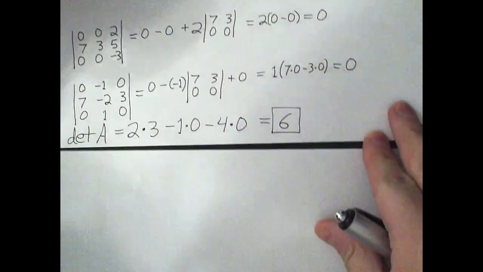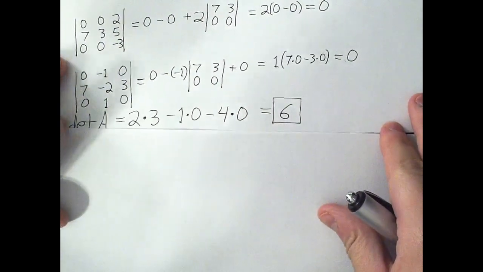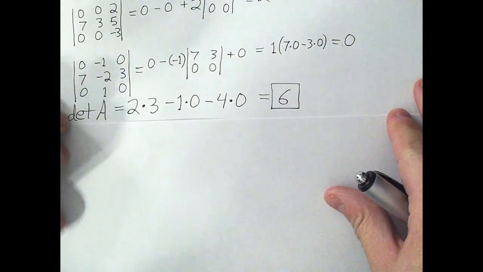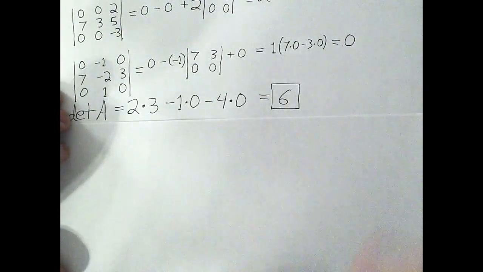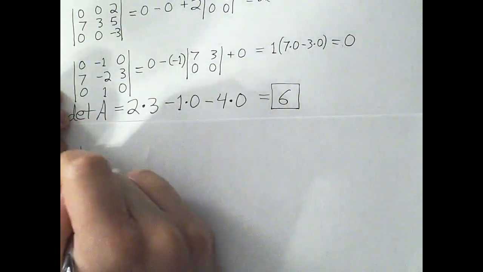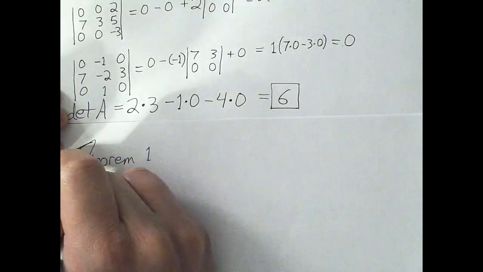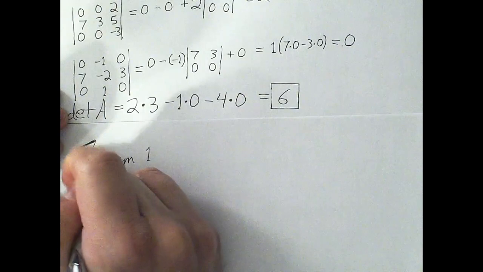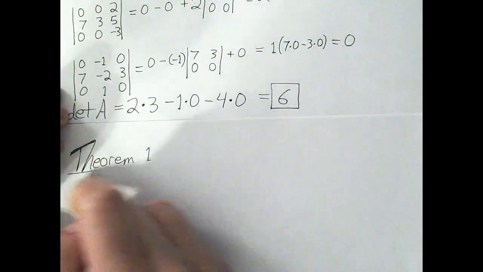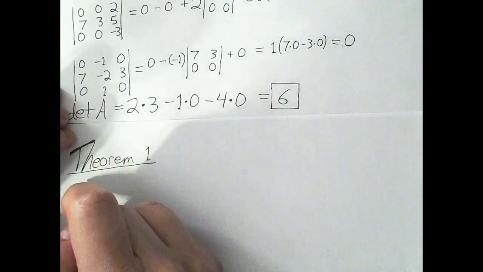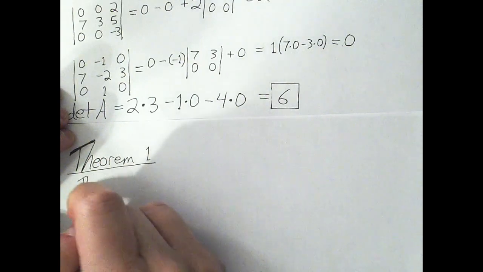Now, I said something about a shortcut. I also said something about how it seems really nice when there's a lot of zeros in a matrix. So this is Theorem 1 for this chapter. I don't think this theorem has a name, or maybe in some textbooks it might have a name. All right, I'll write this out first, and then we'll talk about it.